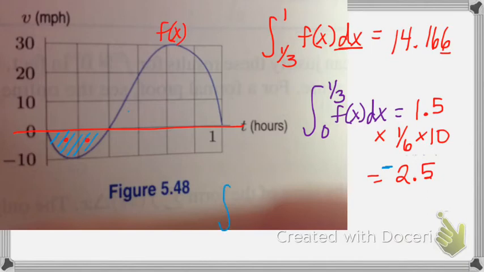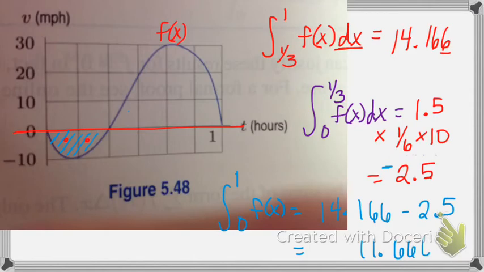If I would have said, find the integral from 0 to 1, then what I would have done is I would take my estimate above the curve, that was a 1, I'm sorry, and I would subtract what I got below the curve. So my estimate would be 11.666.